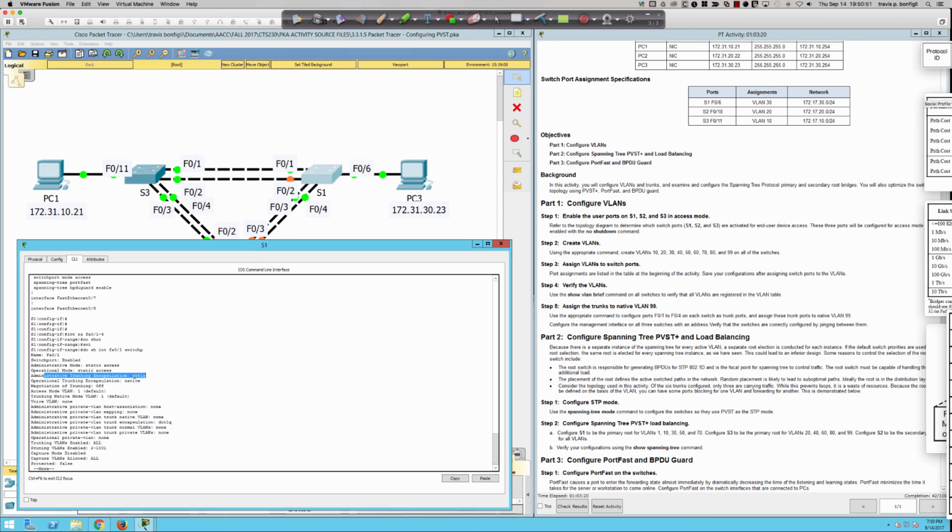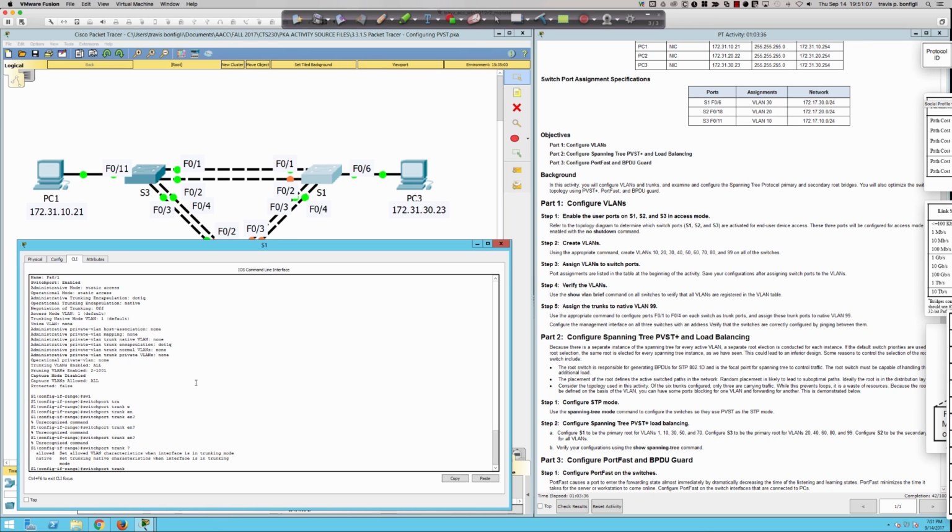That's our default trunking encapsulation. In fact, if I was to say switchport trunk encap, look at that. It doesn't even give me that command to change the switchport trunk encapsulation to dot1Q. Now, could be because Packet Tracer is skimming it down.